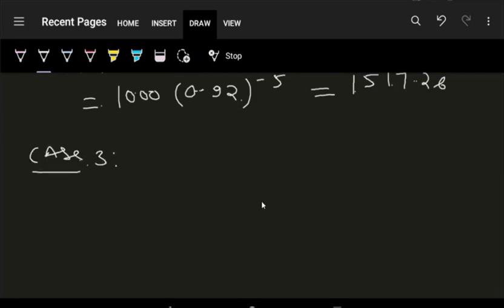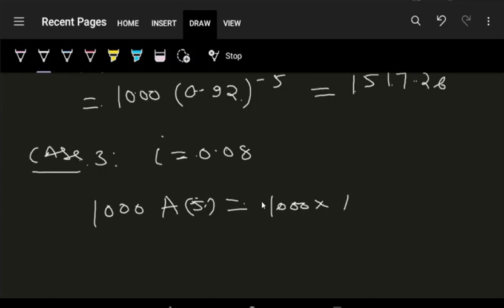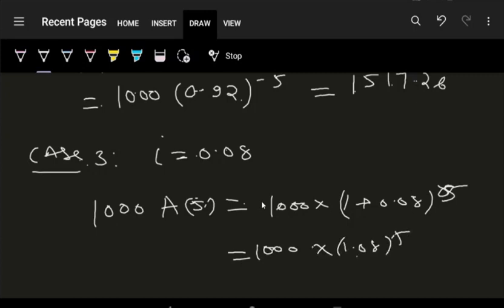In case 3 we have a compound interest rate of 8%. This is a simple case. We will multiply 1000 by the accumulation factor, which is (1 plus 0.08) to the power 5, that is 1000 into 1.08 to the power 5, which will come out to be 1469.33.